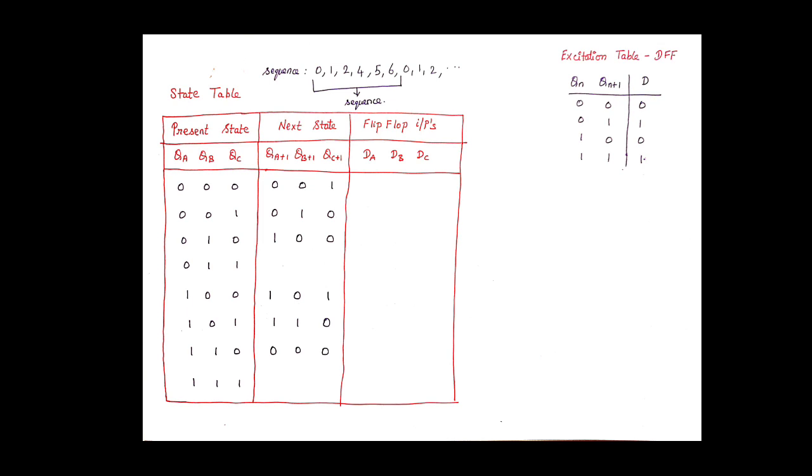Take the first row. If the present state is 0 0 0, what has to come after 0? 1 has to come. Therefore 0 0 1 is filled there. Correct. Similarly, after 1, 2 has to come. After 3, 4 has to come.